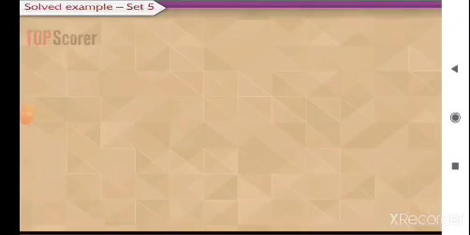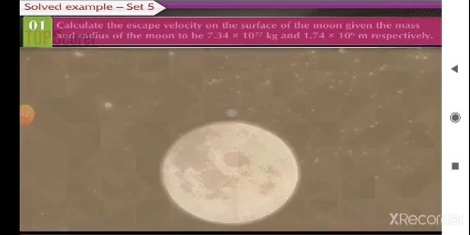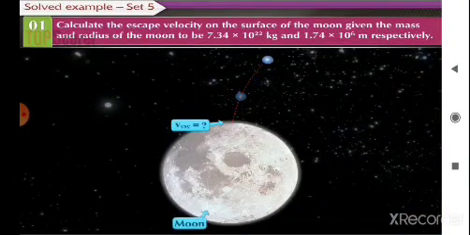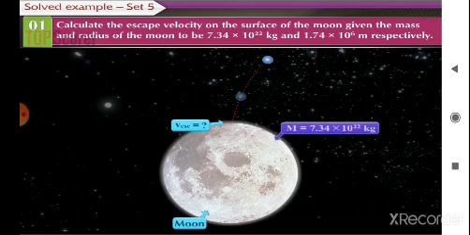Solved example. Calculate the escape velocity on the surface of the moon given the mass and radius of the moon to be 7.34 into 10 raised to 22 kilogram and 1.74 into 10 raised to 6 meter respectively.